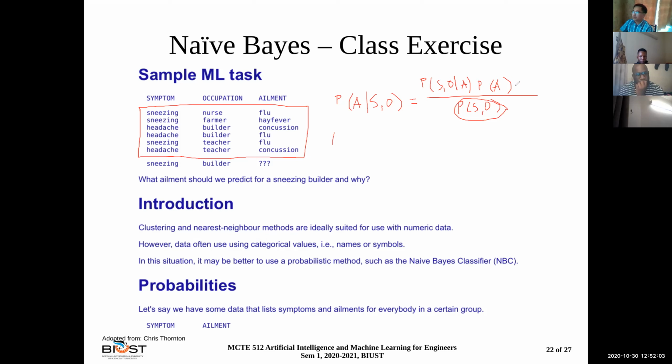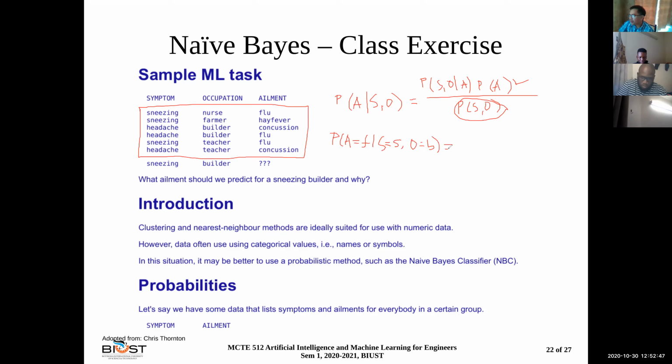Okay? We only need to compute that because the denominator is the same for all of those probabilities. Okay? So now we say the probability of the builder having flu, F, given sneezing. Why did I put O here? It should be occupation, symptom, occupation. Given symptom as sneezing and occupation as the builder, B.